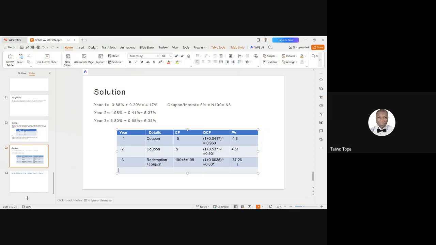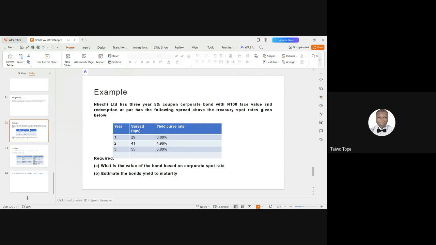So the market value of the bond will now be what? Market value of the bond, 96.57. So this is the question.